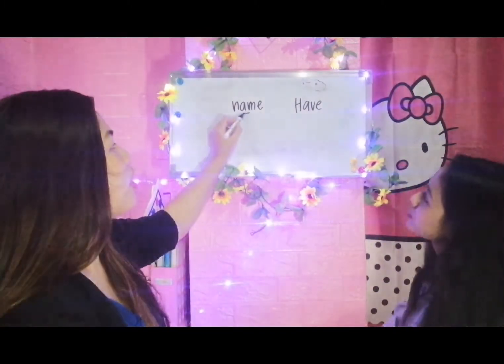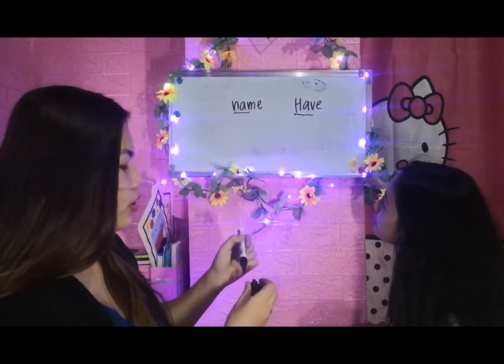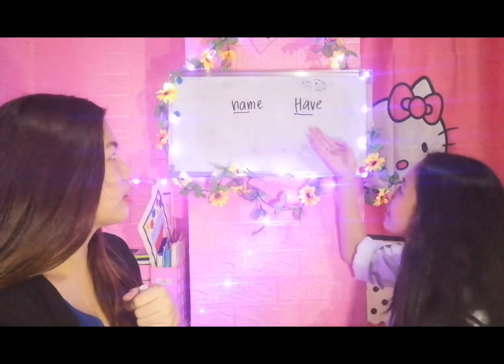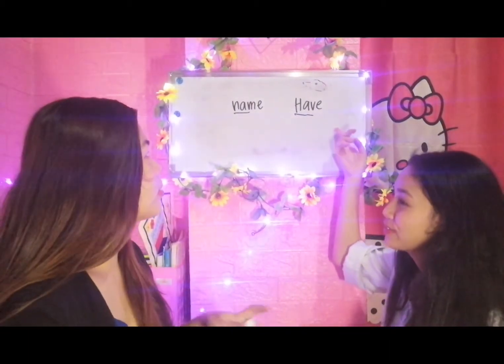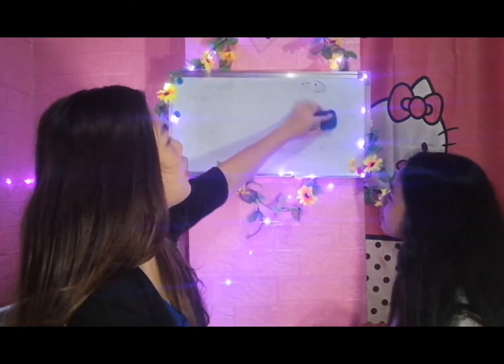This one is the long vowel sound, and this one is the short vowel sound. Could you read it for me? Name, name. Have, have. Okay. That is for rule number 6.